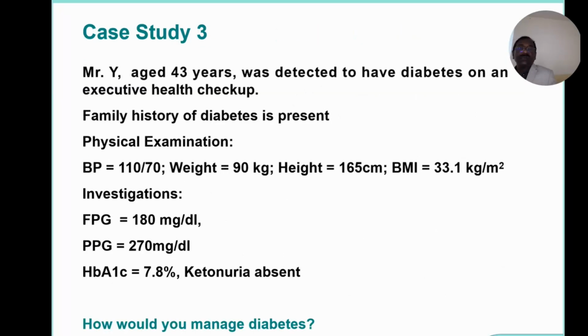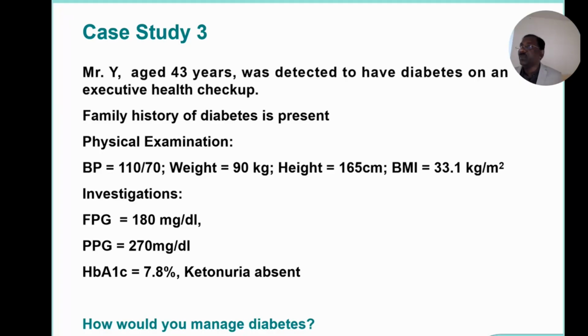So that's a case study. Mr. Y, aged 43 years, detected to have diabetes on an executive health checkup. Family history of diabetes is present. BP 110 by 70, weight 90 kgs, height 165, BMI 33, fasting 180, postprandial 270, HbA1c 7.8, ketonuria absent. So what is the working diagnosis? Diabetes with obesity.